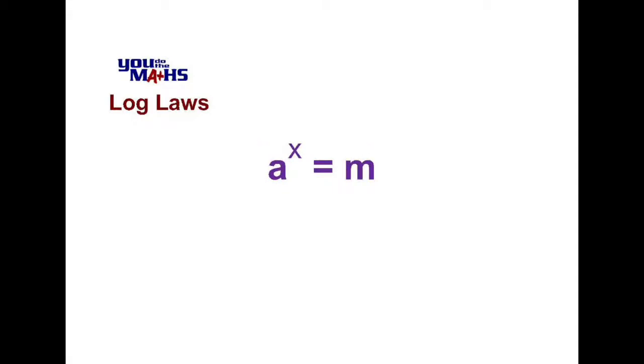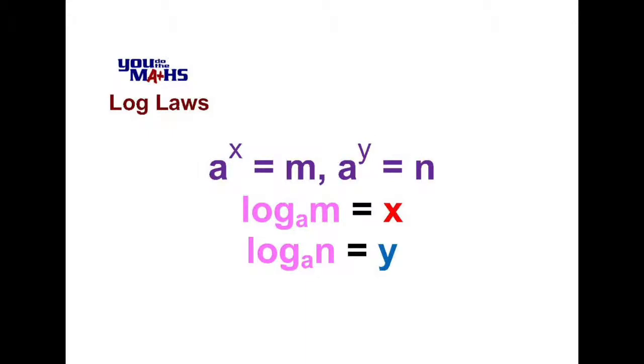If a to the x is labelled as m, we can rewrite this in log form. So it would be log base a of m is equal to x. In other words, we're putting it so that we're identifying the power x. We'll do the same thing for a to the y and we'll let that equal n. So we have an expression for y which is log base a of n. So now we've written our two indices from our original expression as logs.